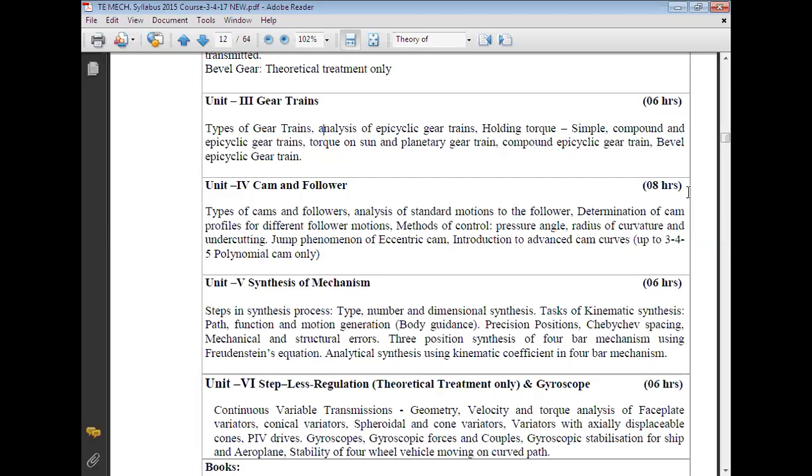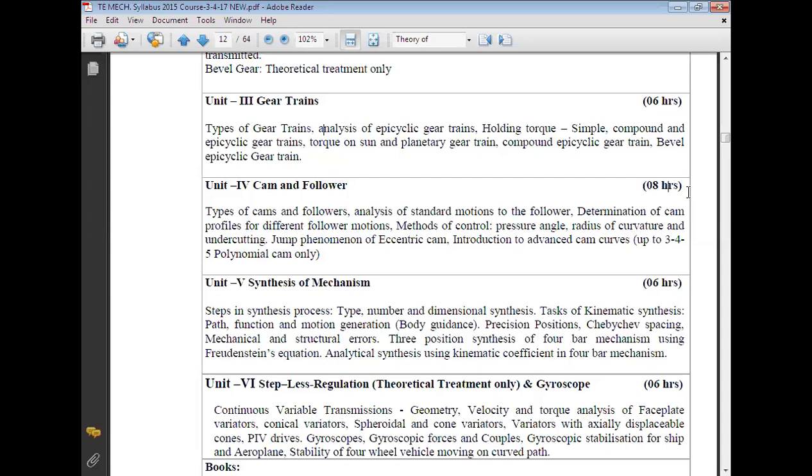methods of controlling the pressure angle, radius of curvature and undercutting, jump phenomena of eccentric cam, then introduction to the advanced cams. Here it is limited up to the 3 to 5 polynomial cam only.